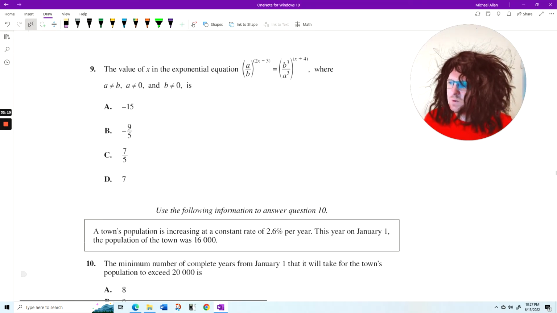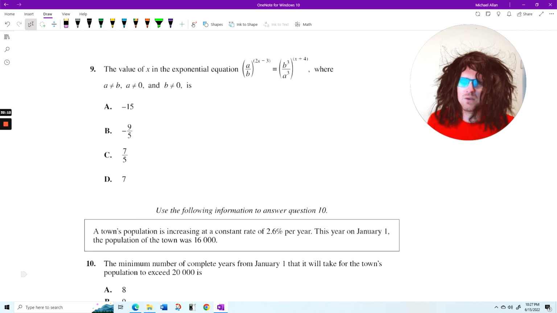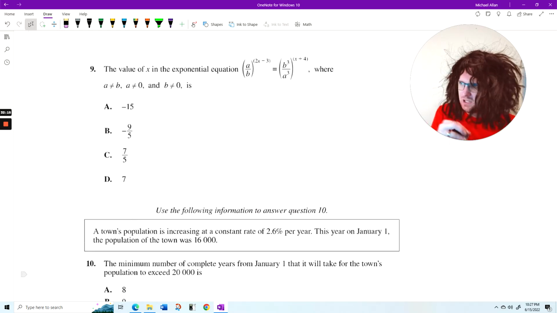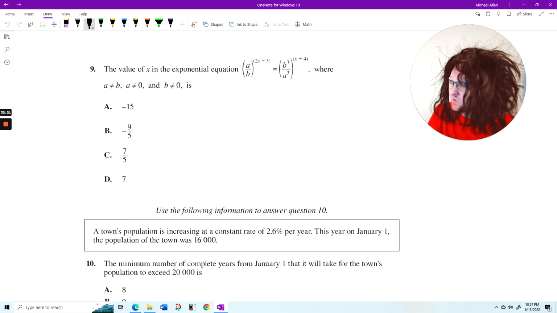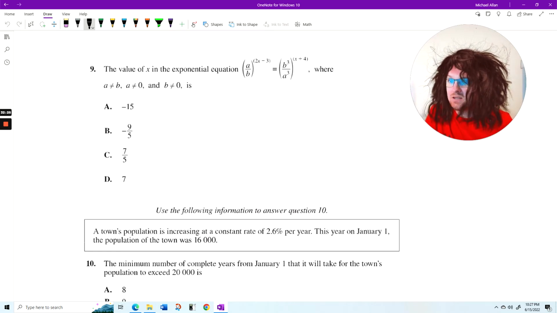This is a very typical question. This happened on one of the other released items as well. It's all about changing the base in this one. They purposely picked a's and b's. There's nothing wrong if you just want to pick a random a and b and just see what happens. If you want to do that, you can. And then test all these x values and see which ones work.